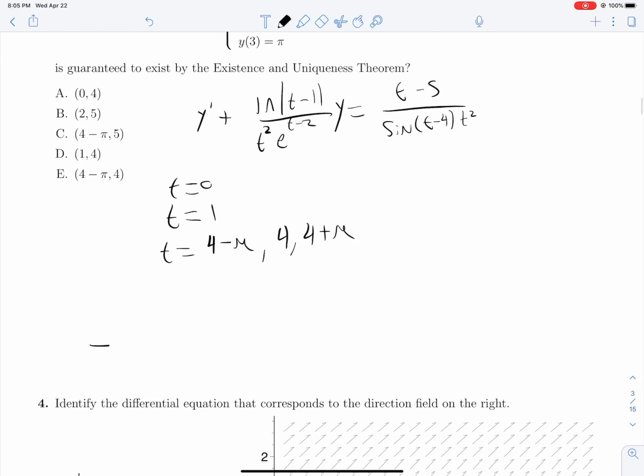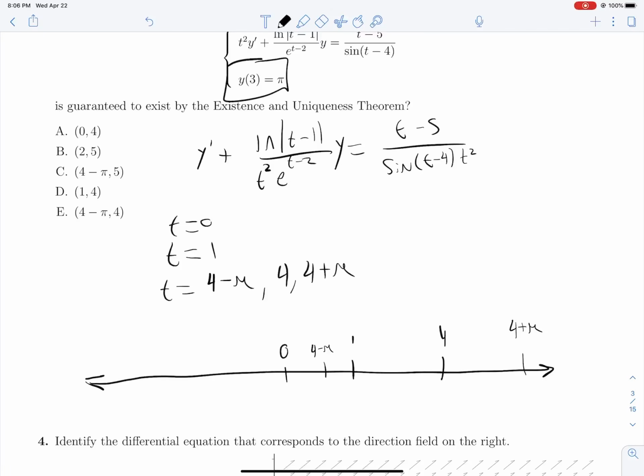So let's make a number line down here with all of our discontinuities. We have 0, 1, and then 4 minus pi is 4 minus 3 and a little bit, so 4 minus pi sits over here, and then 4 plus pi. These are all the no-go zones.